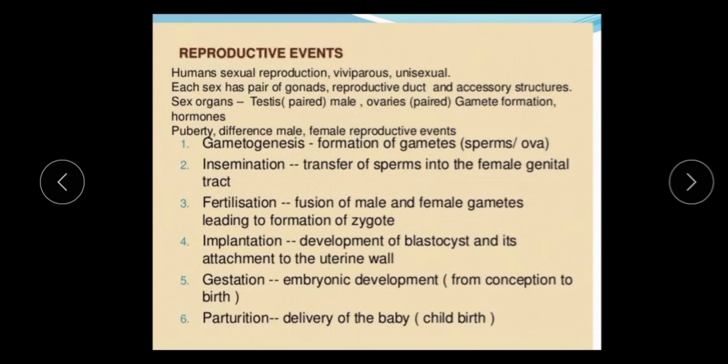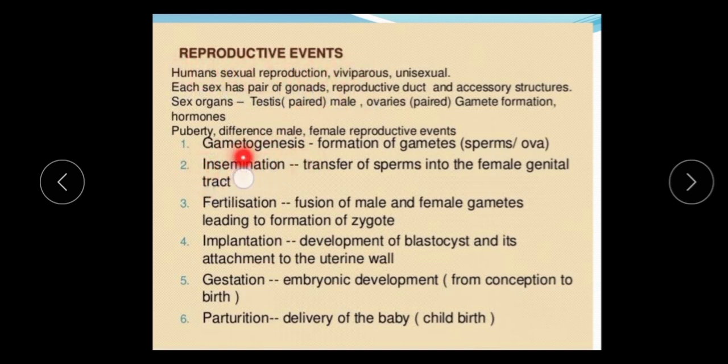If we see the human reproductive system, it includes a pair of gonads, reproductive ducts and accessory structures. These reproductive organs or gonads, in case of male, include the testis and in case of female, the ovary. Basically these gonads form the gametes, and besides gamete formation, hormones are also secreted from these gonads. Now we'll talk about the reproductive events.